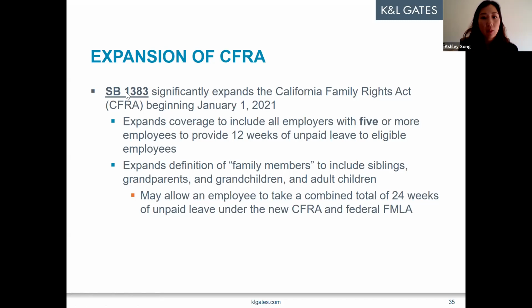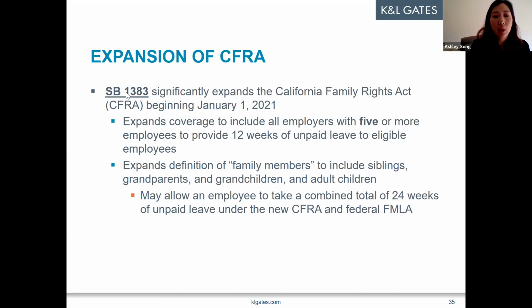Previously, the CFRA only applied to employers with 50 or more, and there was a requirement that employees work within 75 miles of the specific work site. But with this expansion, that requirement has been eliminated. It also expands the definition of family members under the CFRA to include siblings, grandparents, grandchildren, and adult children. Previously, it only included the employee's parent, child, spouse, or domestic partner.